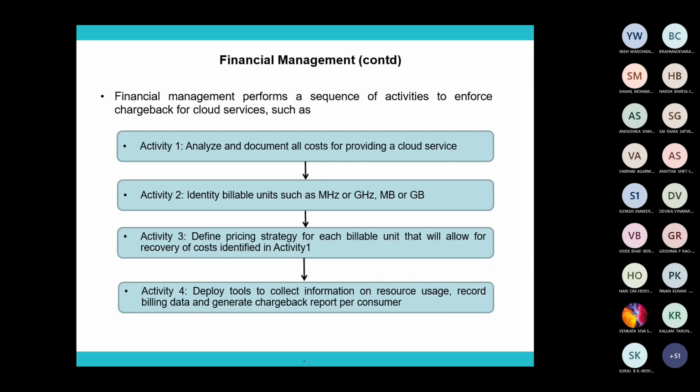Then based on that, you decide a price so that you can recover whatever you have invested in the infrastructure. That is activity three. Activity four is to deploy tools to collect information on resource usage, record billing data, and generate a chargeback report per consumer.